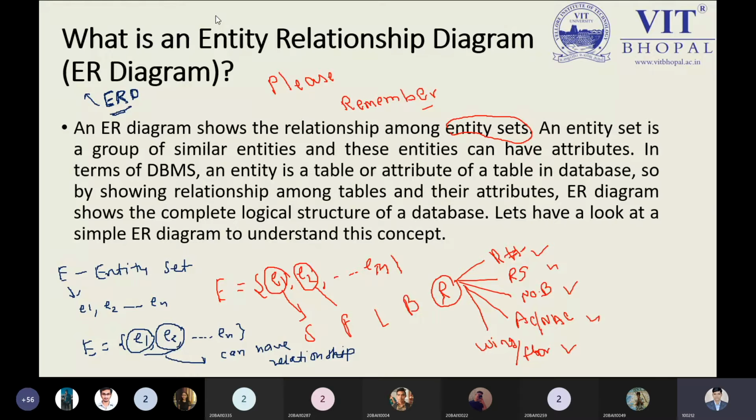This is the point you people are required to understand properly. This is the basic term. Is this slide clear to all right now? This slide in concept, what I am discussing: what is the entity set and what is the ER diagram? Is it clear to all right now?